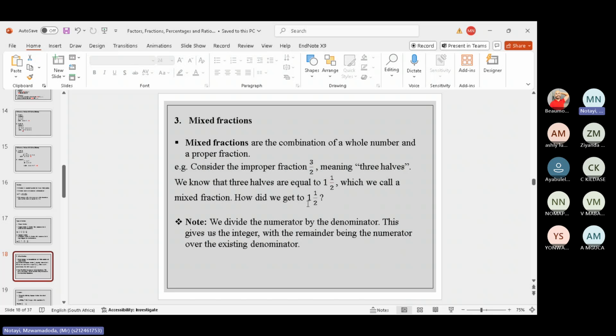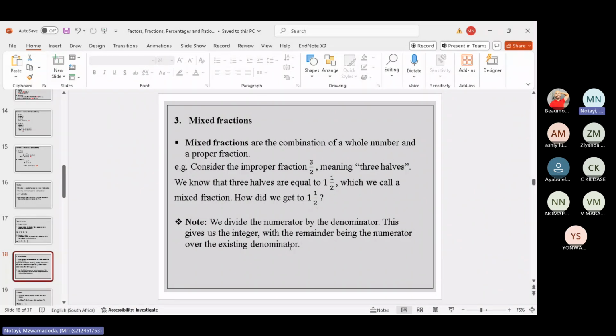So let's look at it again. We have 3 divided by 2. So how many 2's are in 3? That'll be 1. That gives us the whole number. And then the remainder is 1. And then the denominator of the fraction remains the denominator.